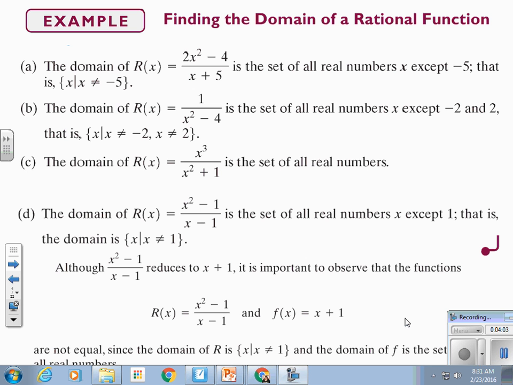Okay. So when you have a factorable numerator and a factorable denominator, and they cancel out, say you cancel out a term in your denominator, you still have to take into account what made the denominator 0 before you factor. That still is a part of the domain.